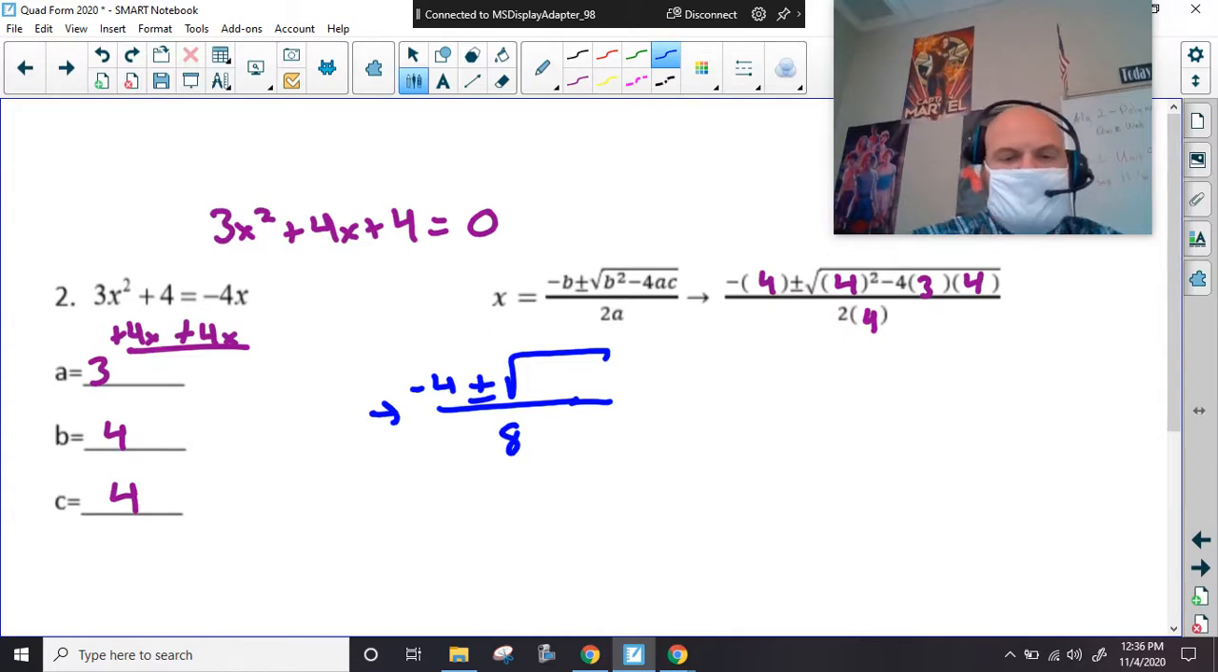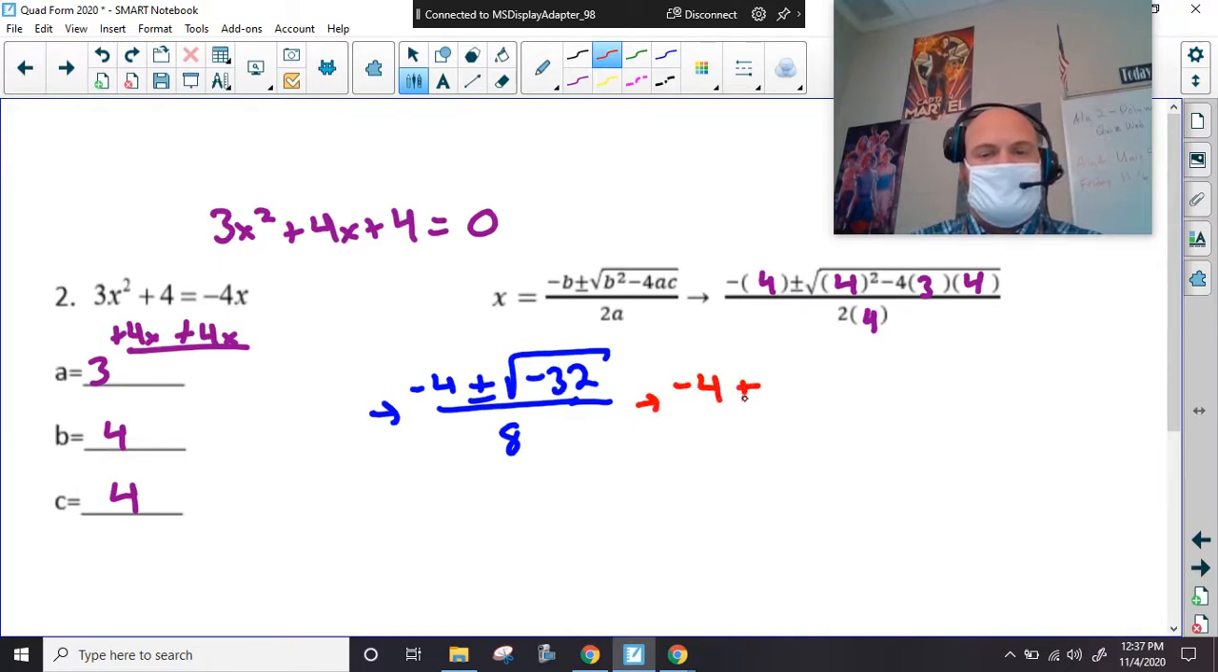I accidentally hit 1 instead of 4. All right, I get negative 32. Okay, so we know this is going to have an i in it. So in my calculator, I'm just going to take the square root of 32 and see if it reduces. Just so happens it does. It reduces to this right here.